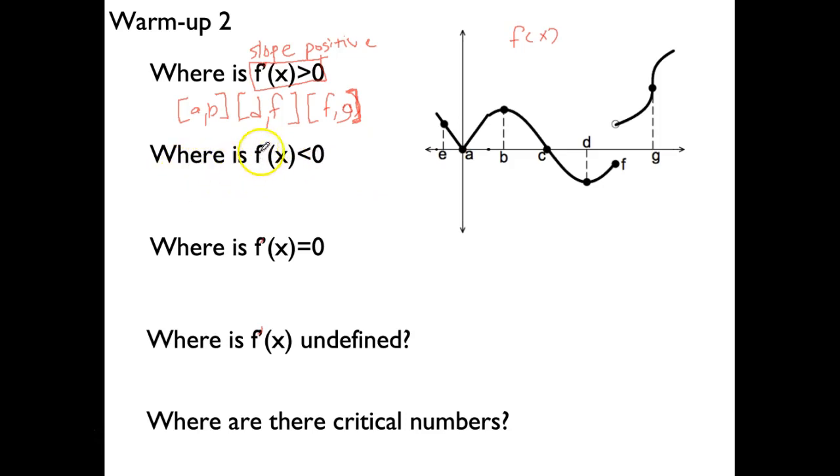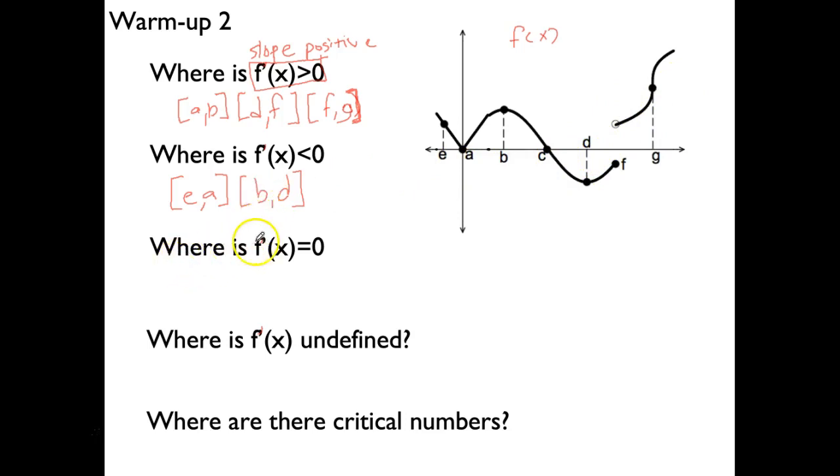Where is the slope negative, the first derivative less than 0? That means slope negative. Well, that would be from E to A. Let's also B to C and C to D. So let's just say that entire time B to D. And then D to F is positive and F to G is positive as well. So we can stop there.